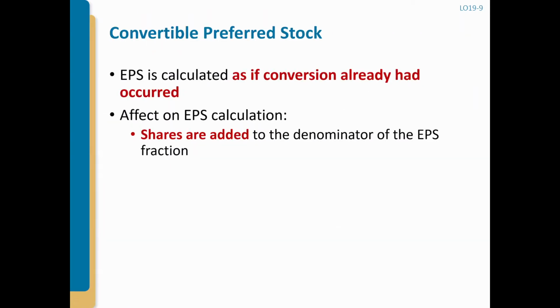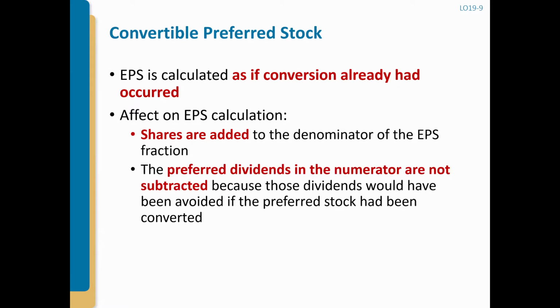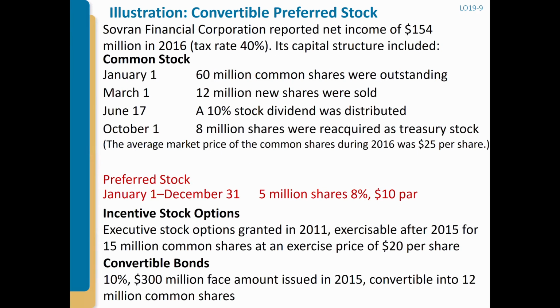Convertible preferred stock. Okay, so sometimes some preferred stock is also convertible. They can convert into common stock. Some preferred stock is convertible, so we call it convertible preferred stock. If those preferred stocks are convertible, then we also want to ask ourselves, what if, right? What if this preferred stock converted into common stock? Then our total number of shares is going to increase, right? But in the meantime, we're going to save our dividends.